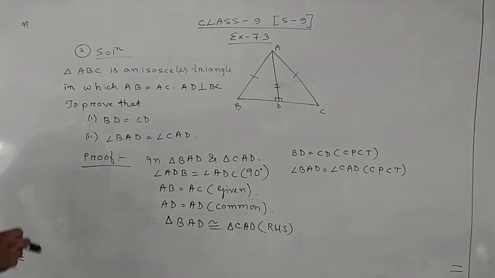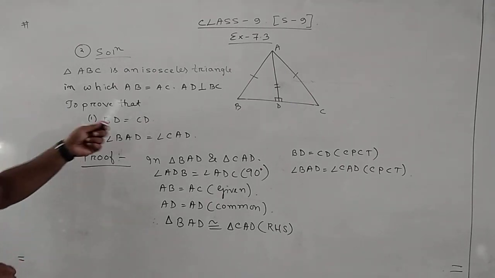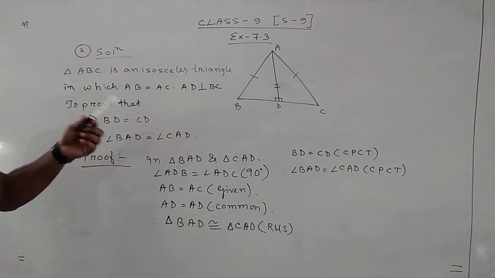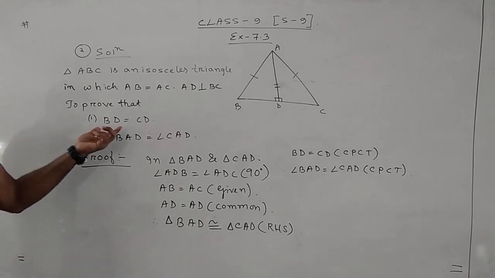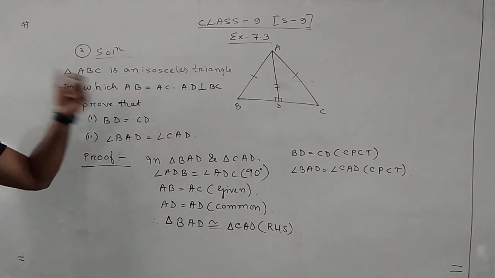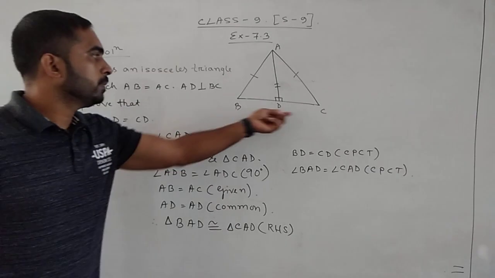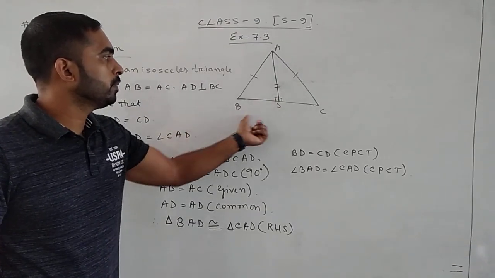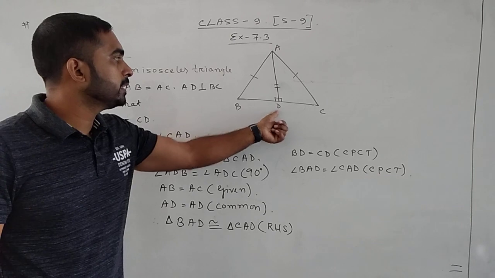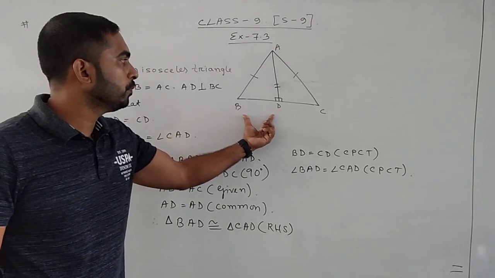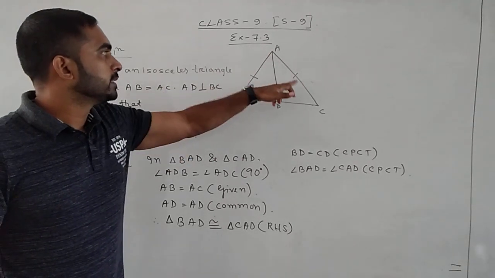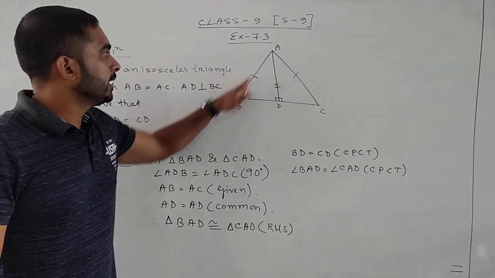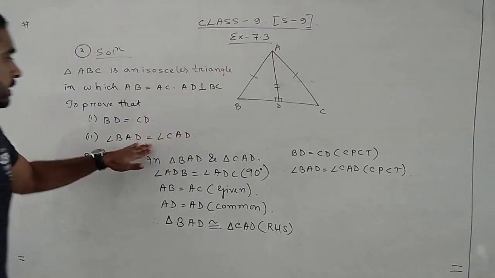A triangle is given. ABC is an isosceles triangle where AB equal to AC is given and AD perpendicular BC, which is also given. To prove that BD equal to CD: in the question it is in the language that AD bisects BC. AD bisects means, on the BC, what is the point? D is the point on BC. So AD bisects means D is the midpoint of BC. That means we have to prove BD equal to CD. And then AD bisects angle BAC, that means angle BAD equal to angle CAD. This is the second question.